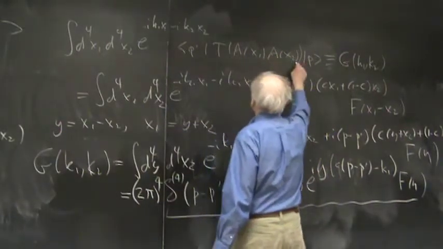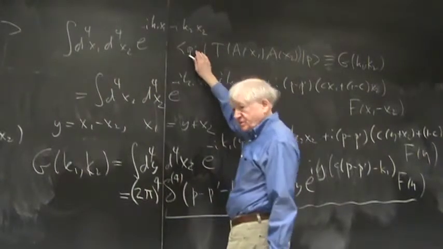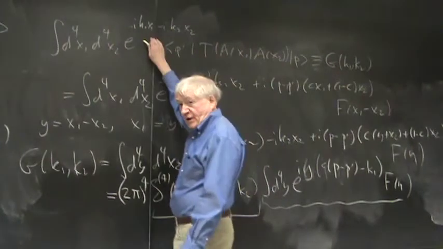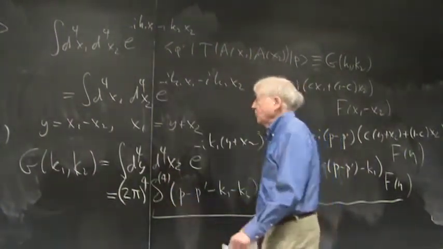Right, because there's no specific momentum associated with this thing. There's only momentum associated with the p prime, the initial and final states. But then when you Fourier transform, you introduce a certain momentum, and so this is the conservation of momentum.